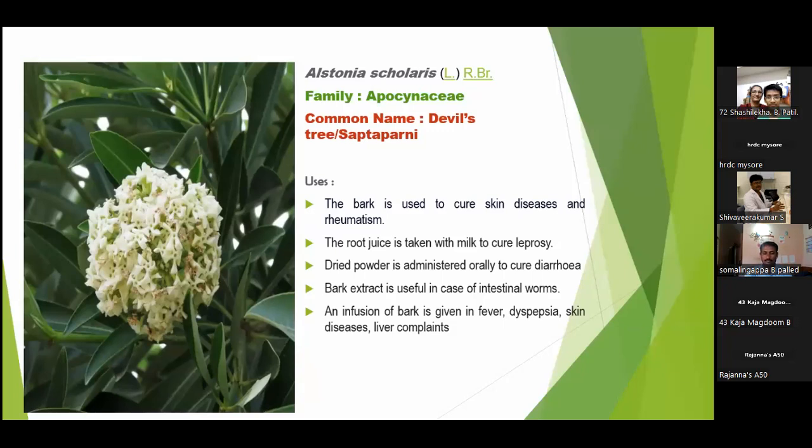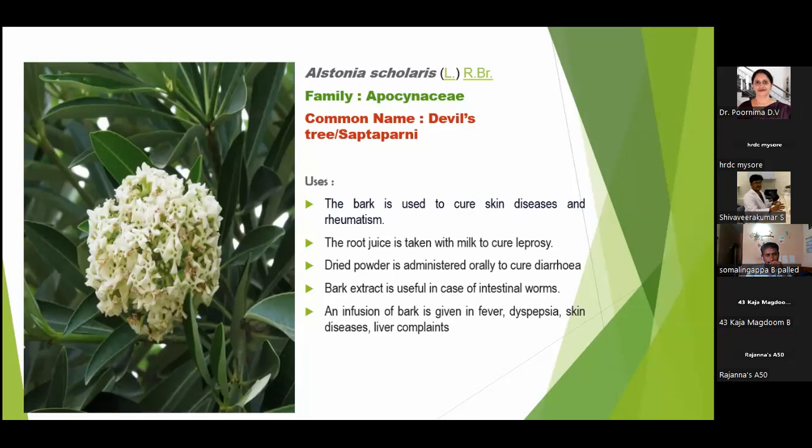And the second, this is commonly called the blackboard tree, and it's also called the milkwood tree or saptaparni. It is an evergreen tropical tree in the dogwood family. It is native to southern China, tropical Asia and Australia, where it is common.